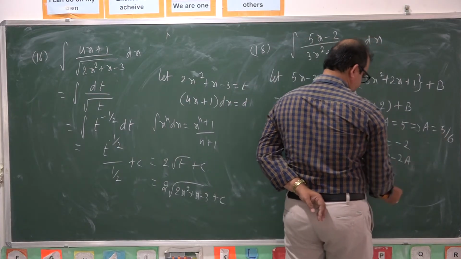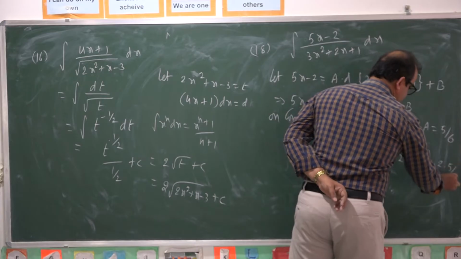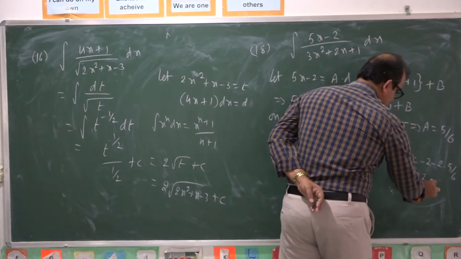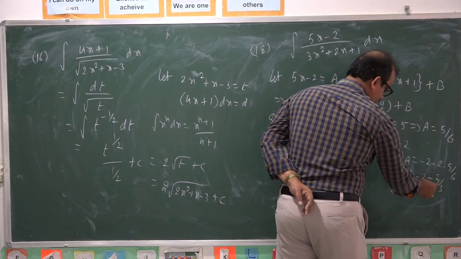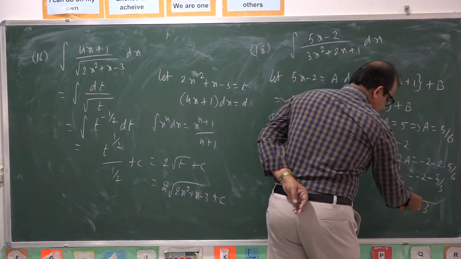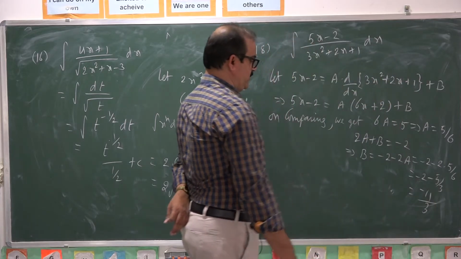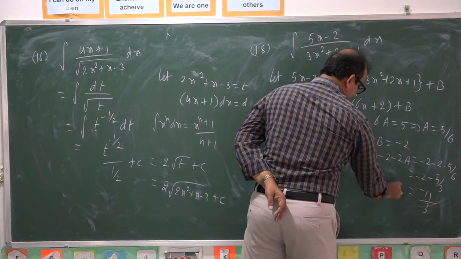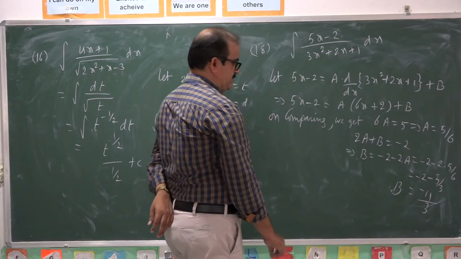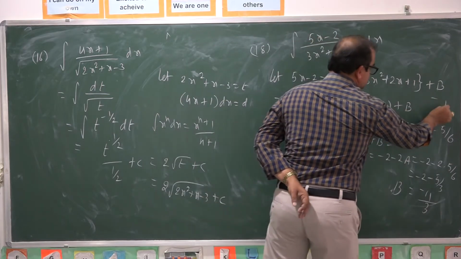Already a value is 5 by 6. So minus 2 into 5 by 6. That is minus 2 minus 5 by 3. Taking LCM, what we get? 3 is the LCM. Minus 6 minus 5, minus 11 by 3. Therefore a is equal to 5 by 6 and b is equal to minus 11 by 3. Substitute a value and b value in equation 1.